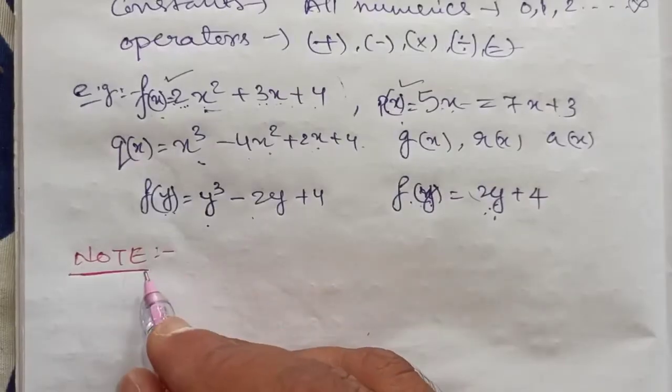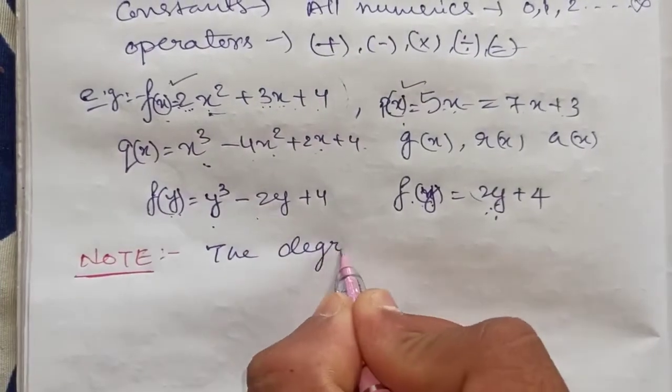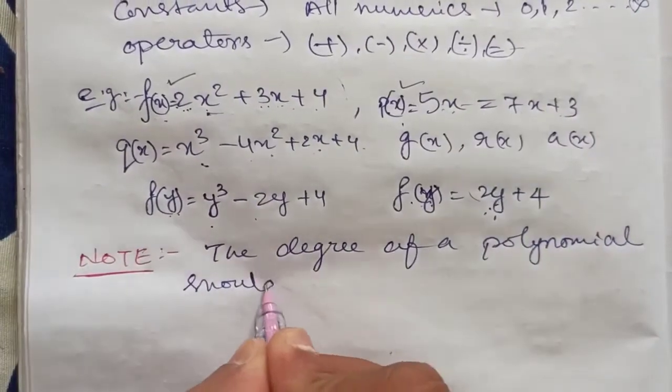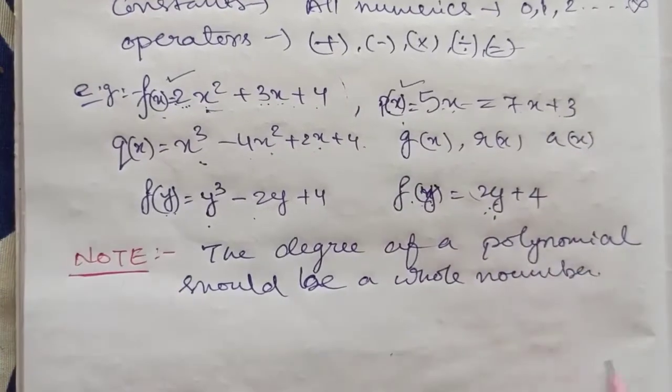Next, one more thing you have to note down: the degree of a polynomial should be a whole number.